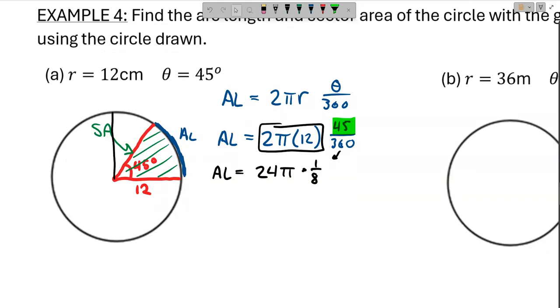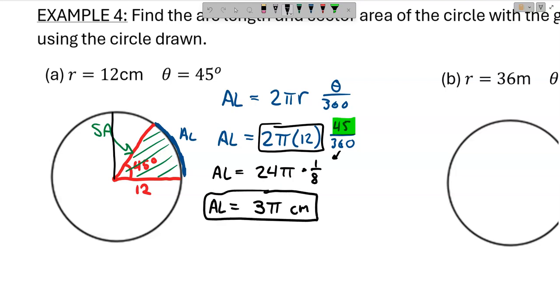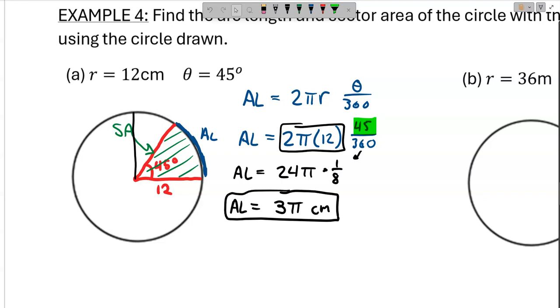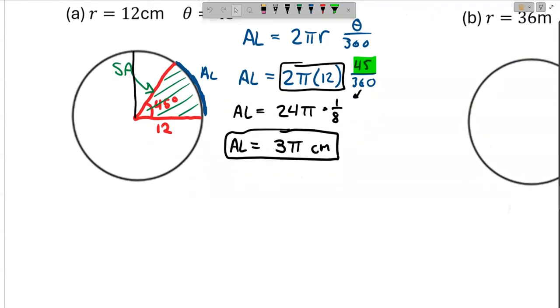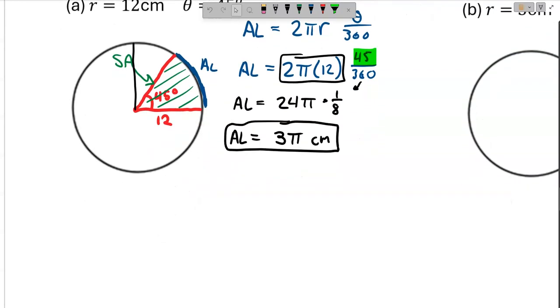So actually, if you look at a piece of pizza that's cut up into 8 slices, each slice should be approximately 45 degrees. Well, if we multiply these numbers together, this is going to give me an answer of 3 pi, and this was measured in centimeters. So while the full circumference of the circle was 24 pi, since we were looking at 1/8 of the circle, the arc length ends up being 3 pi.